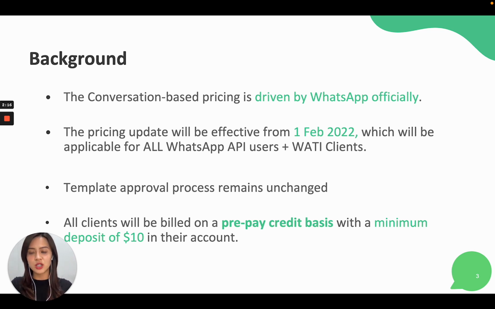You will be charged based on the conversation-based pricing. One thing to highlight is if you're sending an outbound message to your client, which is using the template message right now, the approval process will remain unchanged at the moment. So you will still need to submit a template for approval before you can initiate any outbound message to your client. That process will not change. And in Wati, you will have to provide a prepaid credit in your account in order to start using the conversation-based pricing model.